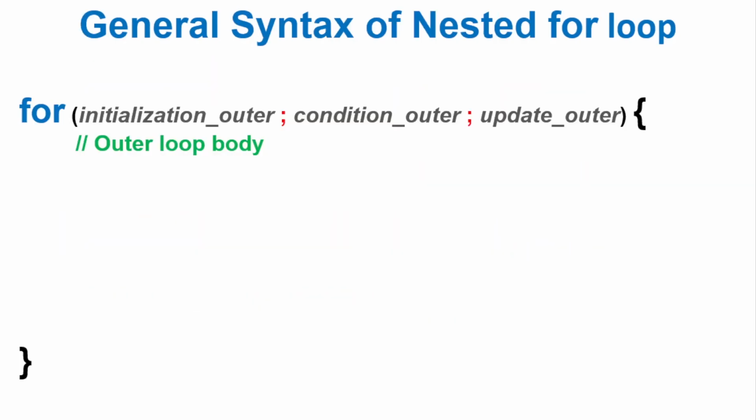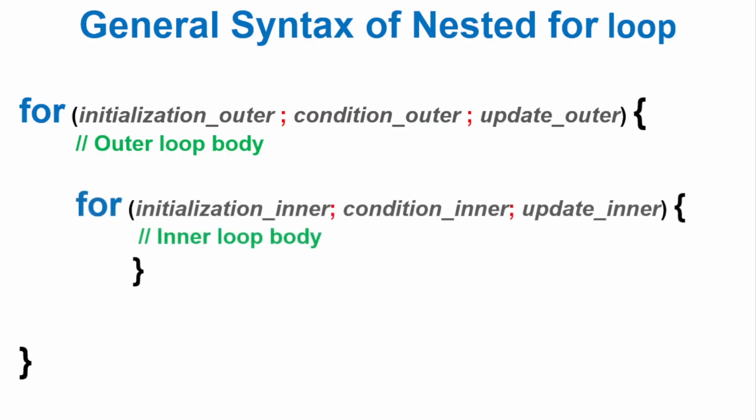Explanation of nested for loops in C. In C programming, a nested for loop means placing one for loop inside another. This structure is very useful when we need to repeat a set of operations in a two-dimensional or multi-level way. As you can see, the code block for the outer loop body comes immediately after the outer for statement.